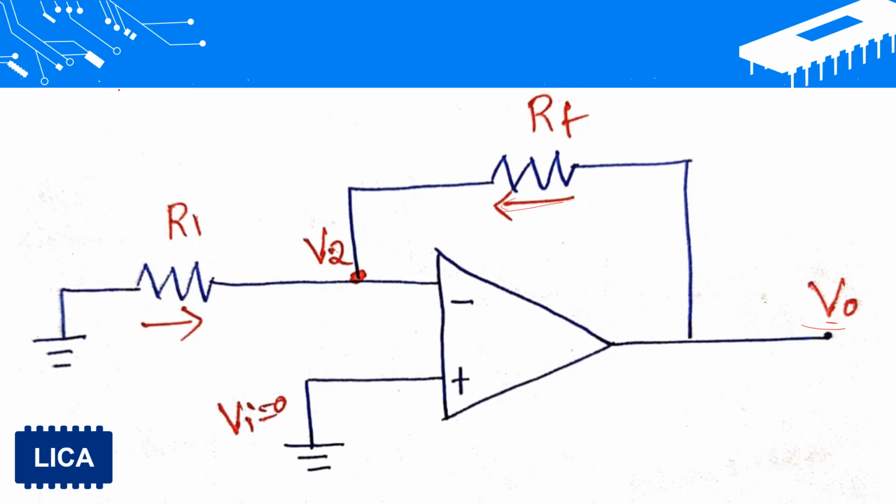For your better understanding, I am going to write here: 0 minus V2 divided by R1. Since this is the current flowing direction, I am writing the potential difference equation in this direction. Then plus this part, current flows from V naught to V2, so V naught minus V2 divided by RF equals zero. No output voltage, so zero. From this we have to derive.